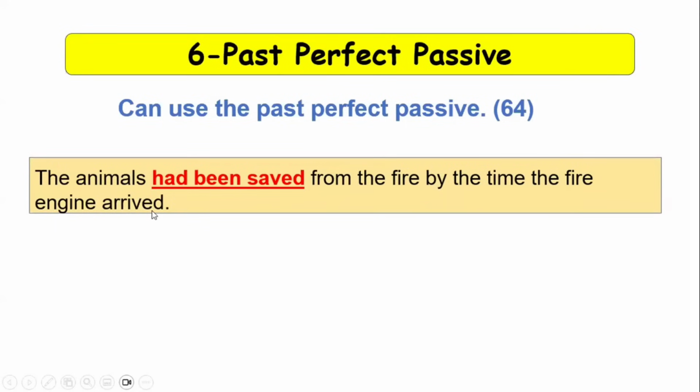Okay? And somehow it might be important for me in this sentence to show that this was done before the fire engine arrived. Maybe to show that the fire engine was late, you see. So two things. The animals are not able to save themselves. That's why I use it in the passive voice. مبني للمجهول, had been, and then the past participle. And the other thing, I'm showing that this event happened before this event.